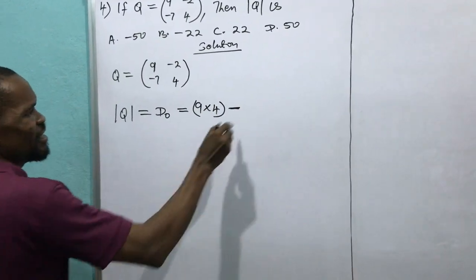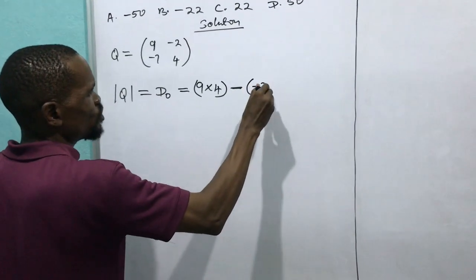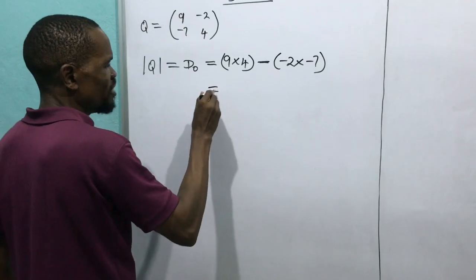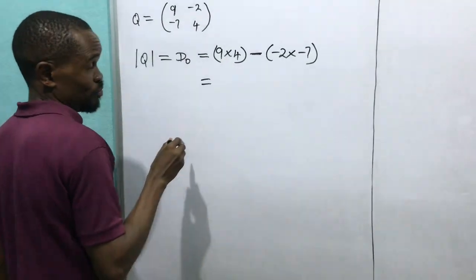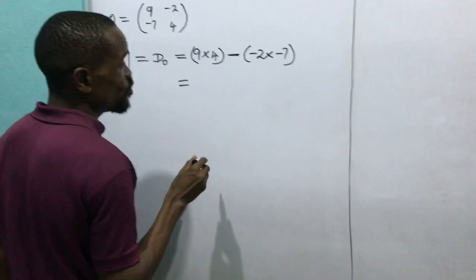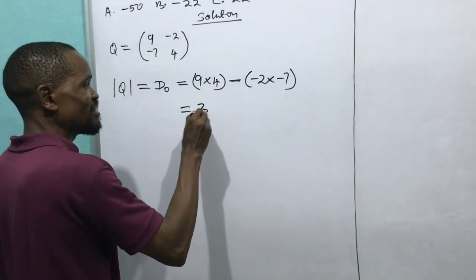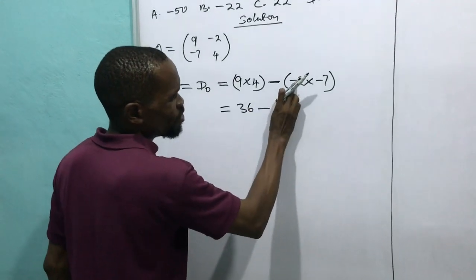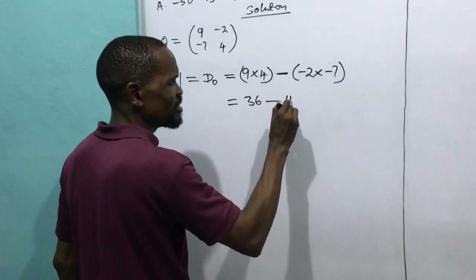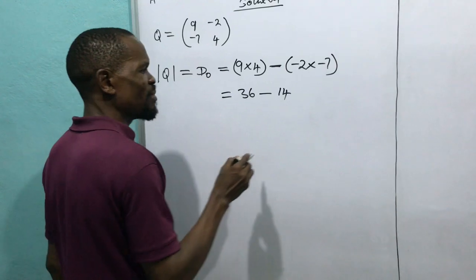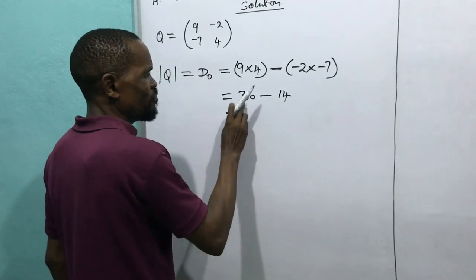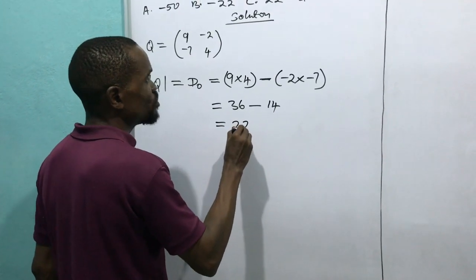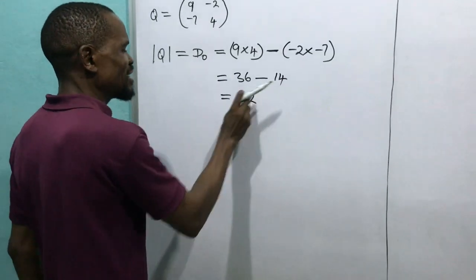minus 7 in brackets, and this will give me 9 times 4, which is 36. This times this will give me minus 2 times minus 7, which is 14. Then 36 minus 14 gives me 22. And our answer here is 22.